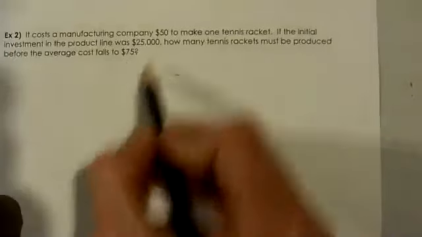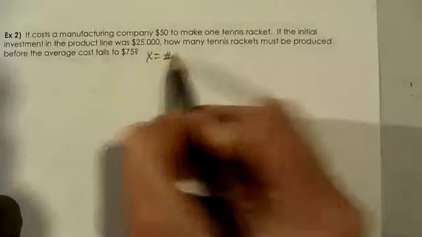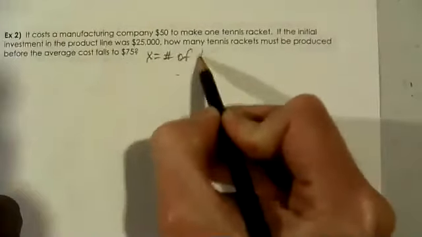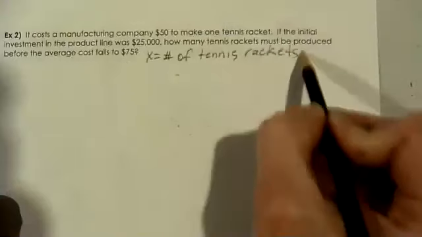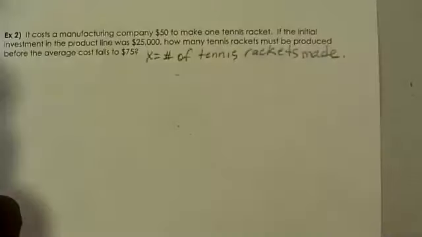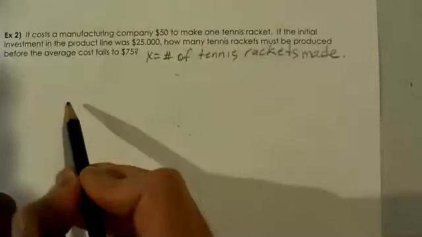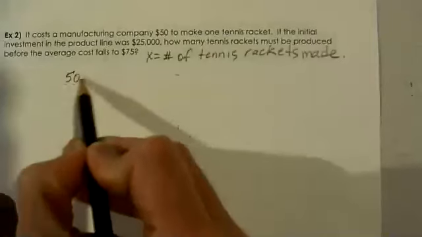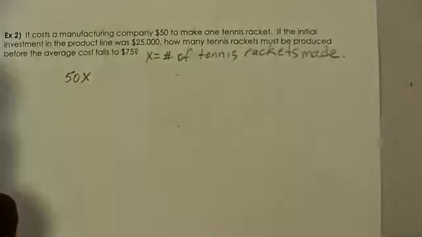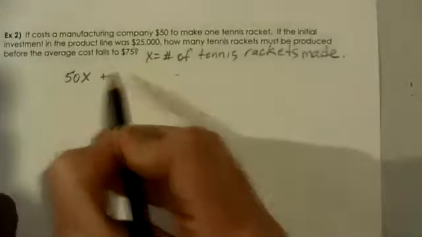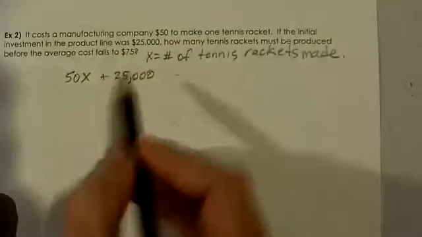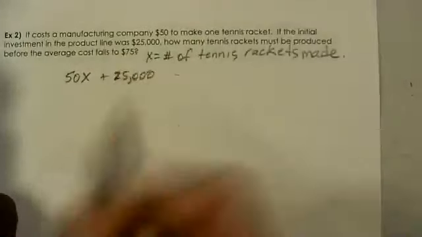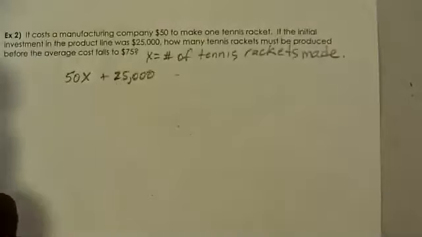Well, if we know that x equals the number of tennis rackets made, that's what x stands for, we're going to say that it's $50 for every x, for every tennis racket made. And it is $25,000 total, regardless of the number of tennis rackets. So there's no x that goes with that. It's definitely not per tennis racket.